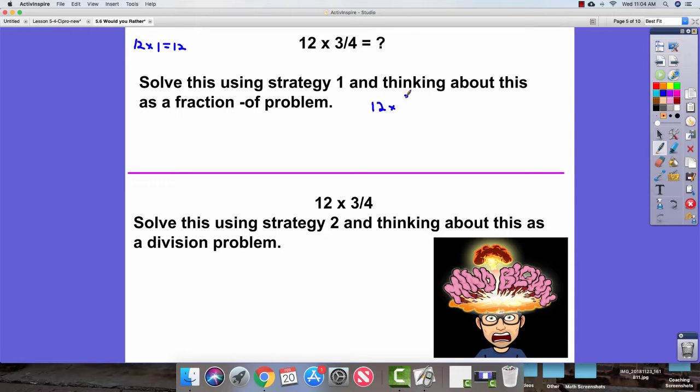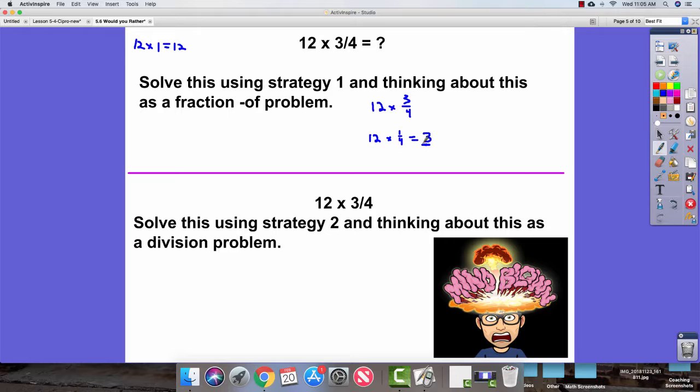So let me just rewrite it over here. 12 times 3/4. In strategy 1, the first step is to find the unit fraction of our whole. So if I'm dealing with fourths, the unit fraction would be 1/4. So I want to find 12 times 1/4 or 1/4 of 12. And we talked about how that's the same thing as just doing 12 divided by 4. So 1/4 of 12 would be 3.